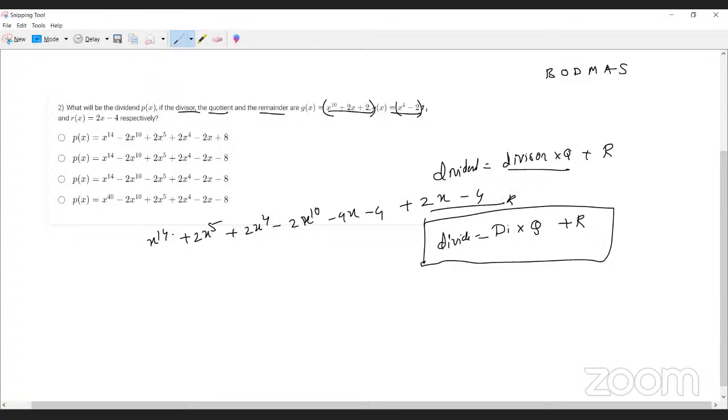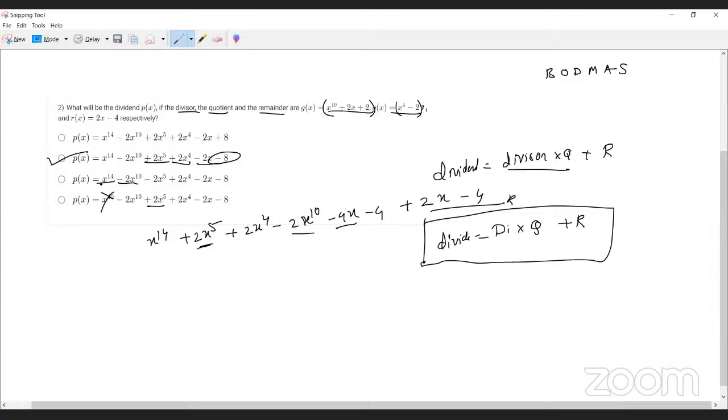If we add this, then we'll get x to the power 14 minus 2x to the power 10. Yeah, minus 2x to the power 10 is here. Plus, no, this will not be correct, right? Minus, plus sign is there. Then minus 4x plus 2x, that is minus 2x, and minus 4 minus 4 is minus 8. So B is the option.